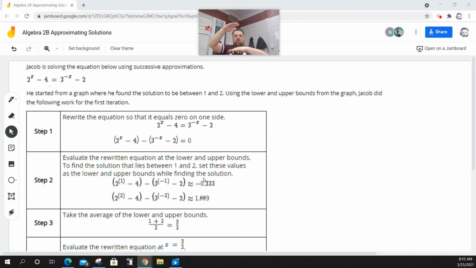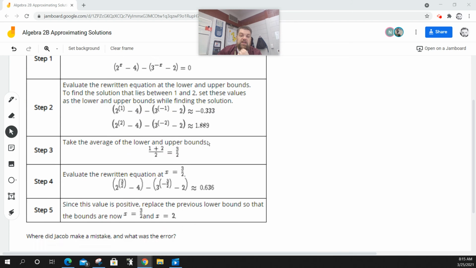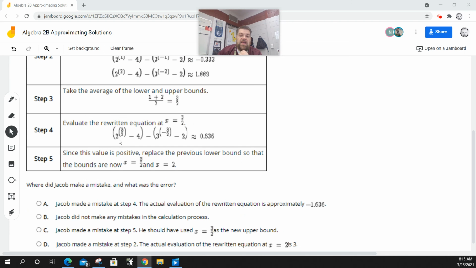So he's at 2. Well, what's right between 1 and 2? 3 halves. So if you add 1 plus 2 and you divide it by 2, you take the average. So now you're going to change the upper boundary and lower it a little bit. Okay? So if you lower it a little bit, then that's going to give you a new number to plug in. So by lowering the upper boundary a little bit, he evaluates it at that number. So we're at 1 and 2, then we lower it to 1 and 1.5.